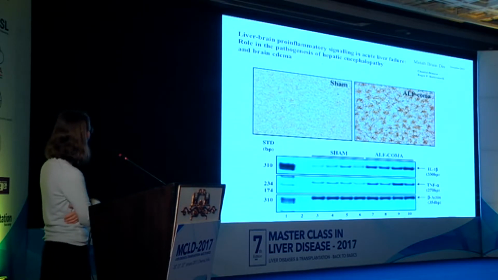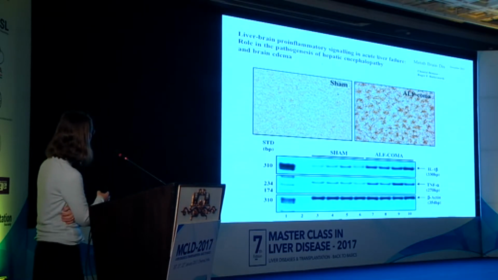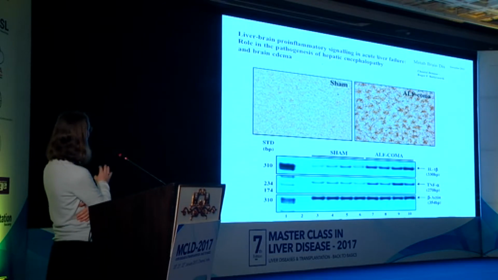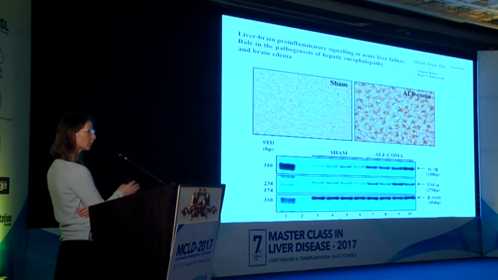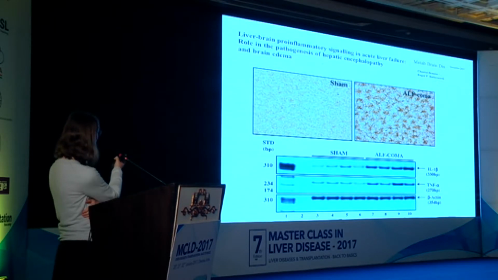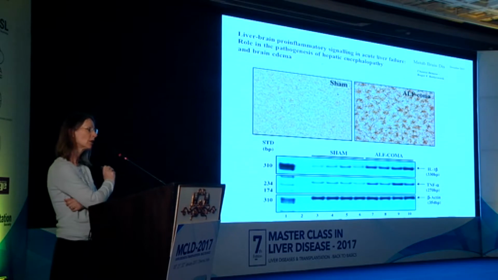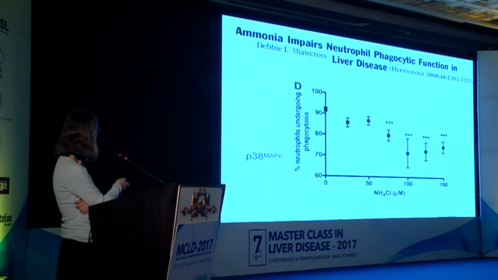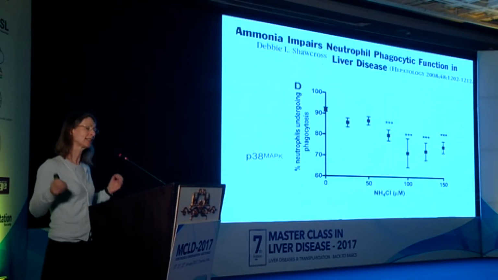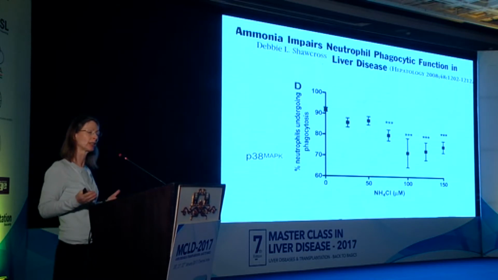Also seen very elegantly in these animal studies, this is work from Butterworth, showing again the importance in terms of brain as opposed to peripheral circulation. You see in the bottom of this panel elevated levels of IL-1 and TNF in the brains of animals in coma with hyperammonemia. And we must again come back to the effects of ammonia.